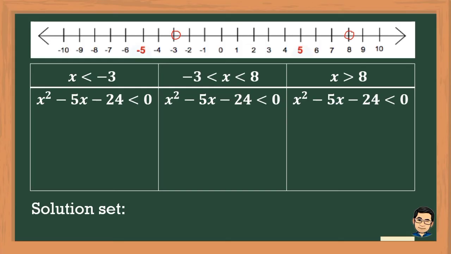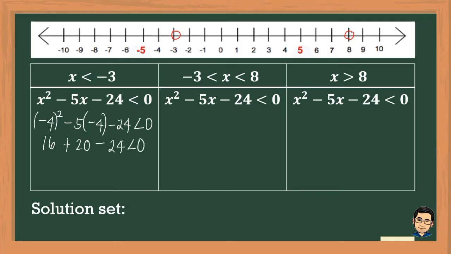Okay. So, magiging negative 4 squared minus 5 times negative 4 minus 24 is less than 0. Negative 4 squared, that is 16. And then negative 5 times negative 4, that is positive 20, minus 24 is less than 0. Okay. And then 16 plus 20, that is 36. Minus 24, that is 12. 12 is less than 0. That is false. 12 is greater than 0. Okay, hindi po pwede maging less than.